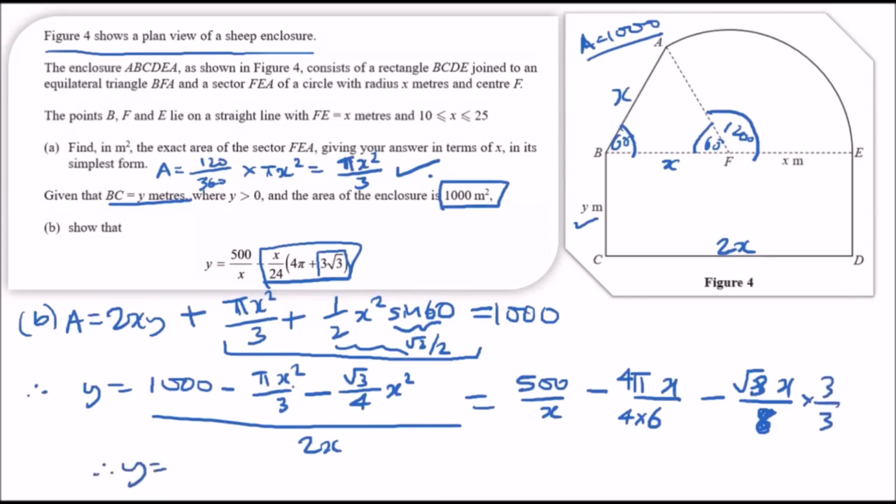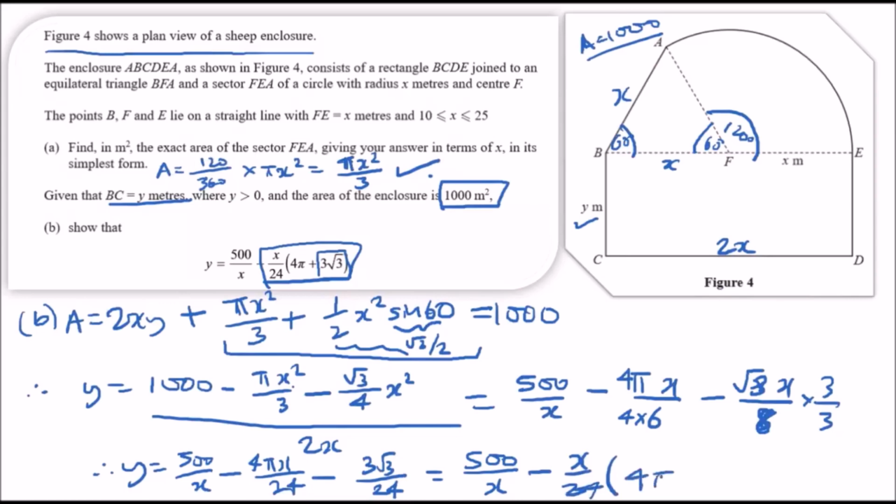So hence, we should get the desired equation, which is y equals 500 over x minus 4 pi x over 24 minus 3 root 3 x over 24. And factorizing this like they did will give you exactly what they wanted: x over 24, times 4 pi plus 3 root 3. Voila. So not so terrible, it's just a case of knowing your algebra. Okay, so we're done for this part.